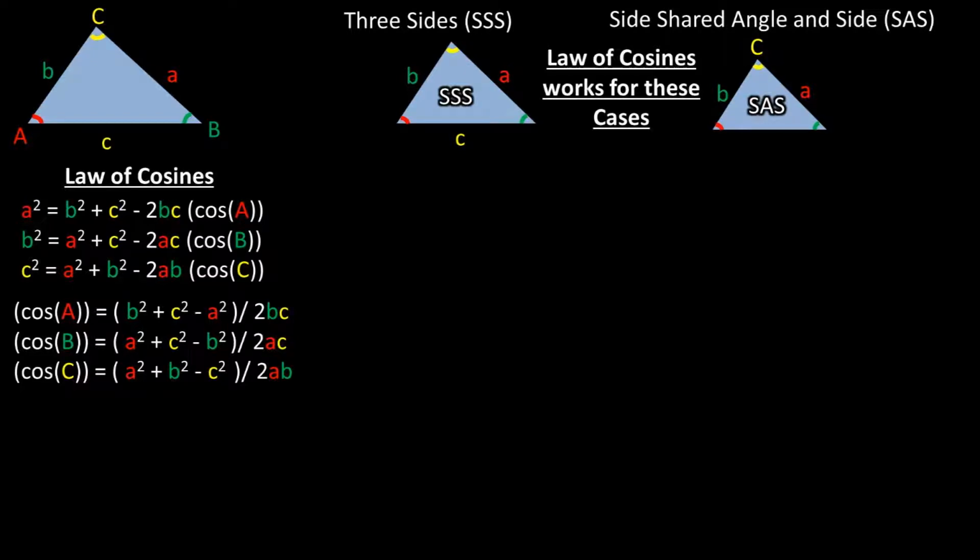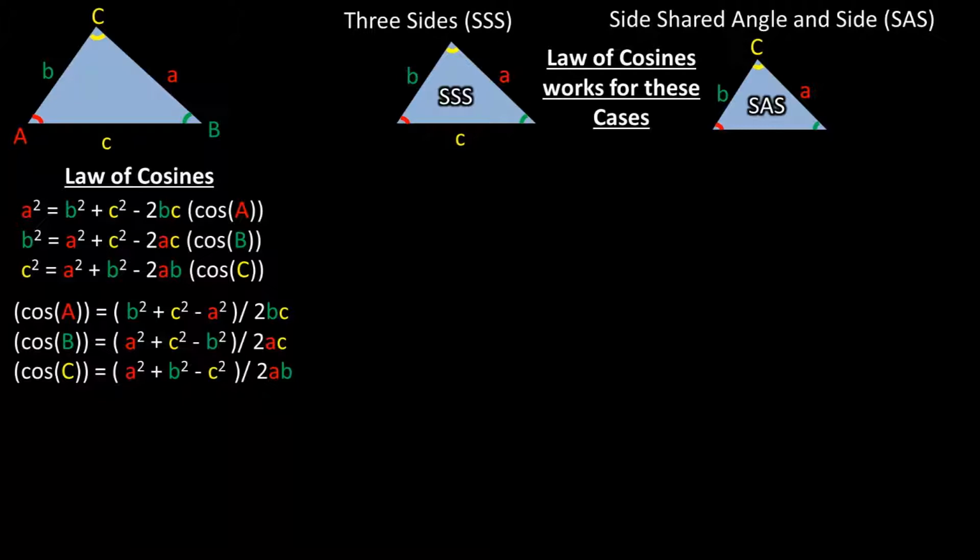In this video, we'll be going over the trigonometric law of cosines. It is used to solve an oblique triangle, or triangle without a right angle. It can be used when given all three side lengths of an oblique triangle, or two side lengths and the shared angle of the triangle.